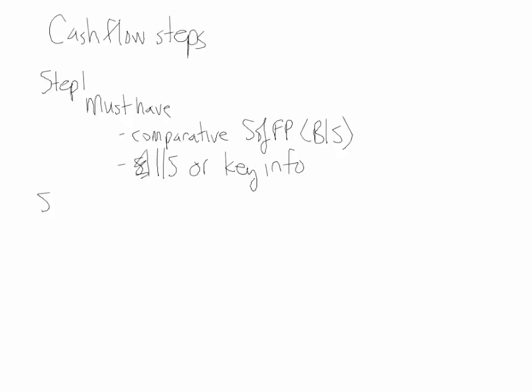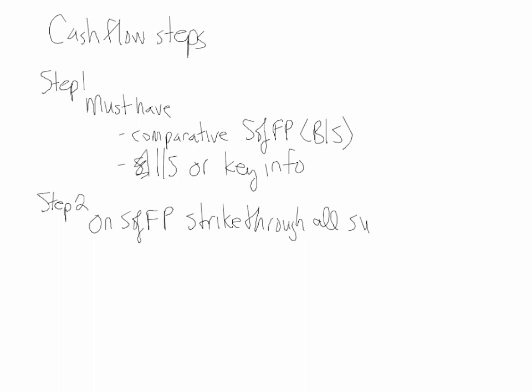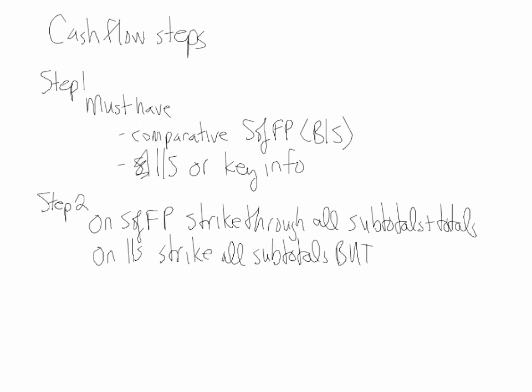Step two: on the statement of financial position, strike through all subtotals and totals. And on the income statement, strike through all subtotals, but keep net income. And of course, we know net income is also called net earnings, or it could be called profit. Any of those things is possible.